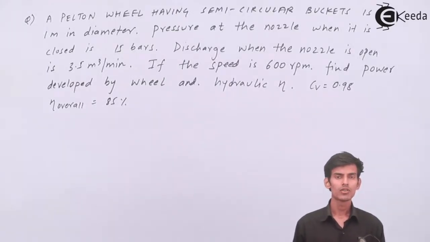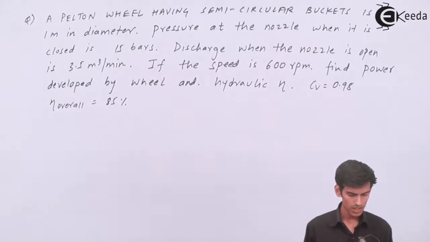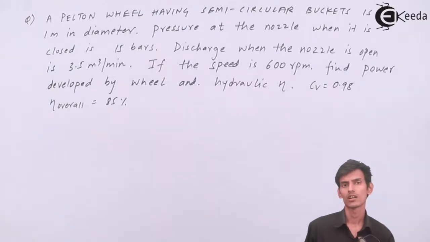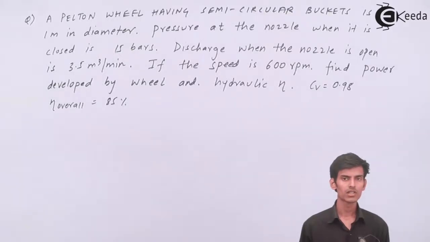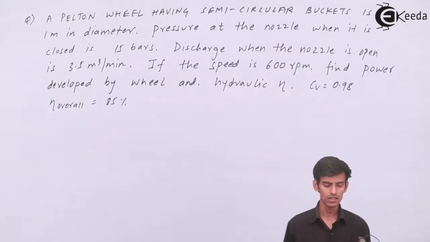It is having a diameter of 1 meter. The diameter of the bucket is 1 meter. The pressure at the nozzle when it is closed is 15 bars. The pressure is given so that we can calculate the available head. Discharge when the nozzle is open is 3.5 meters cube per minute. If the speed is 600 rpm, find the power developed by the wheel. The power that is developed by the wheel, that we have to find. And the hydraulic efficiency we also have to find.